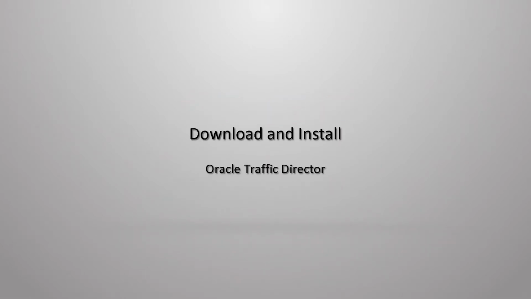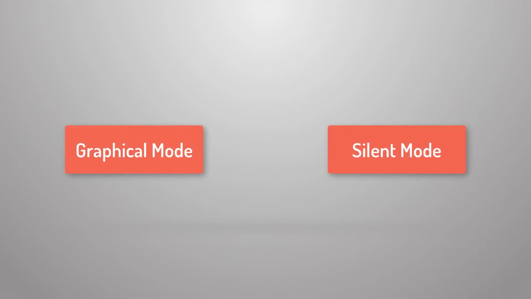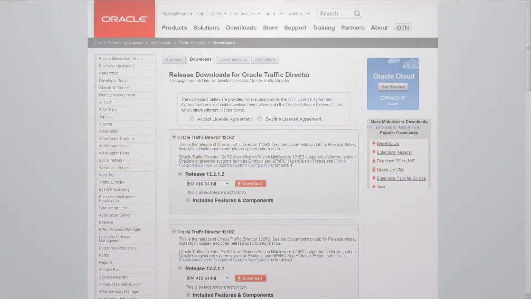Before installing Oracle Traffic Director, be sure that you've met the system requirements and certification matrix, and that you've made all of the prerequisite installations. You can install using either the graphical or silent mode. We're going to use the Oracle Universal Installer.